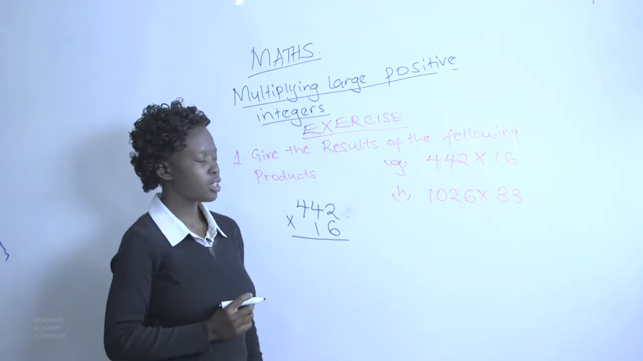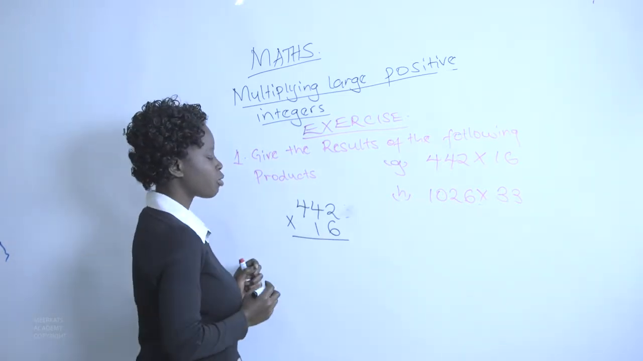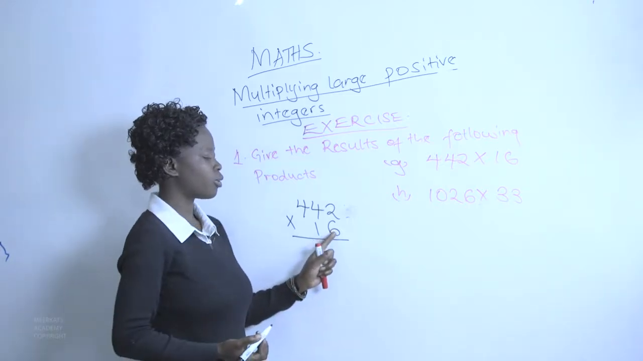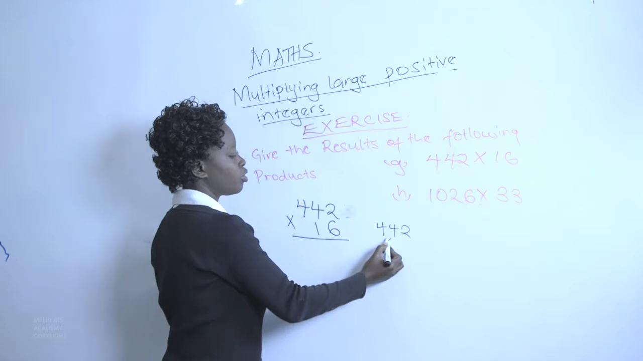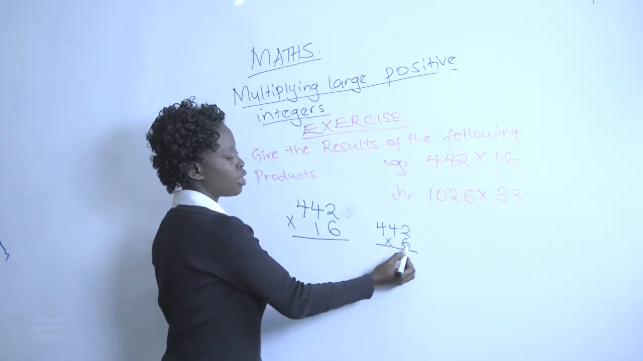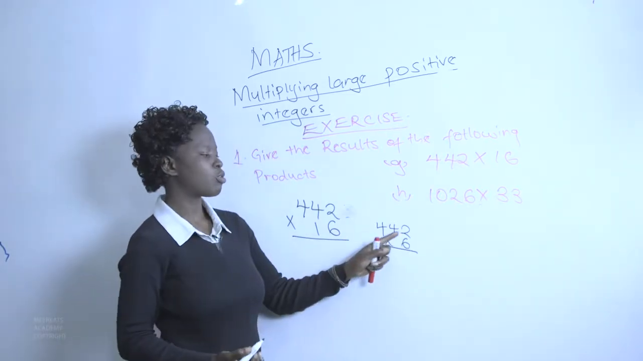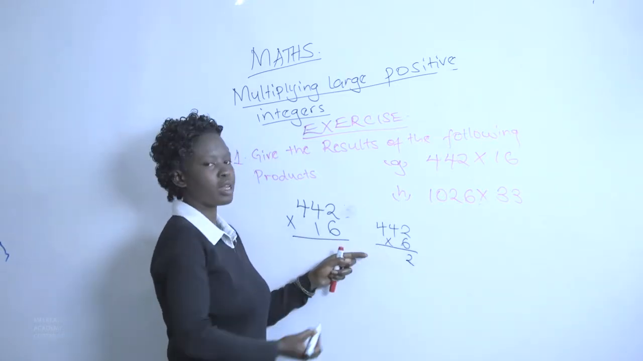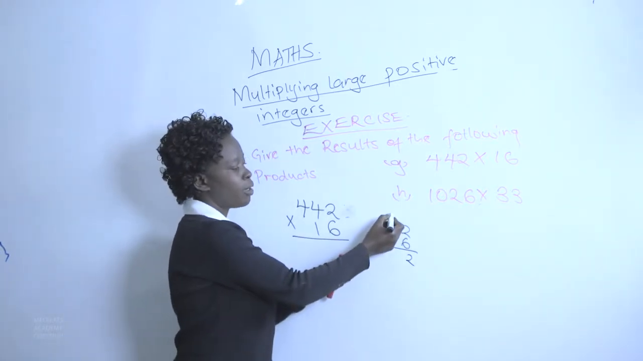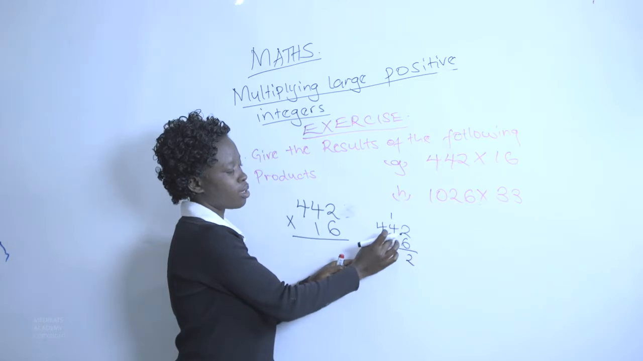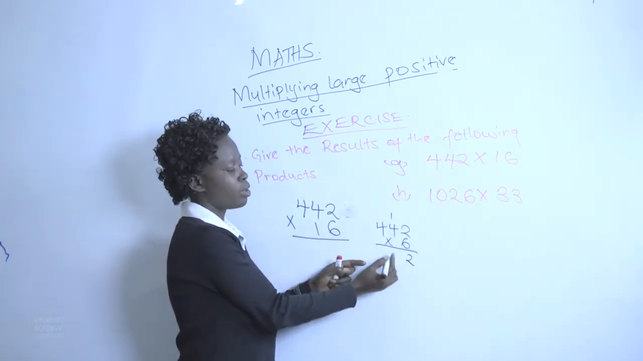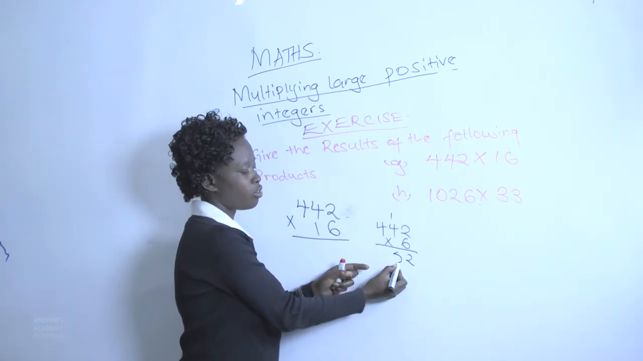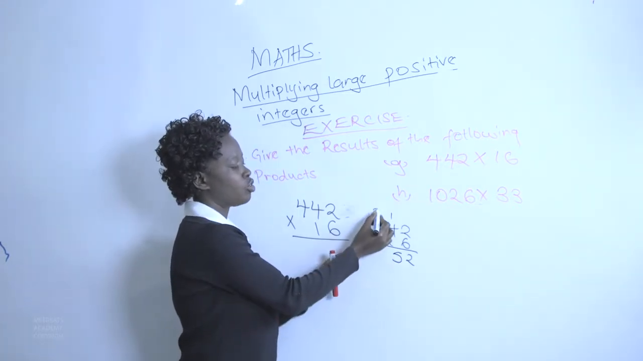So we start with the digit in the ones place value. The digit in the ones place value is 6. So we are having 442 multiplied by 6, which will give me 6 times 2 is 12. So we write 2, carry 1. Then 6 times 4, that is 24, plus 1, we get 25. So we write 5 and carry 2.